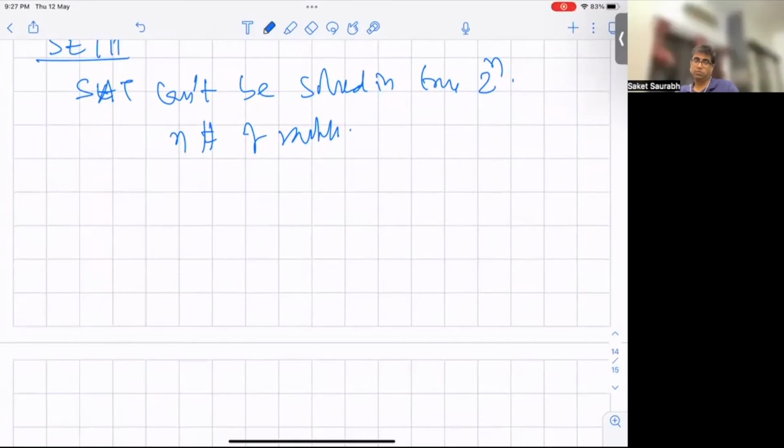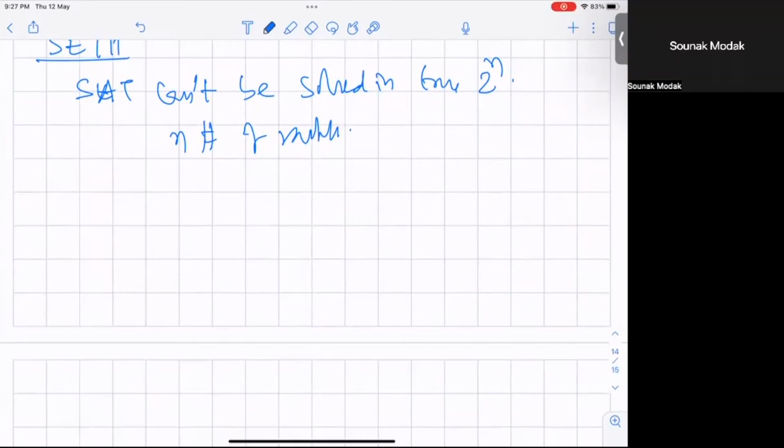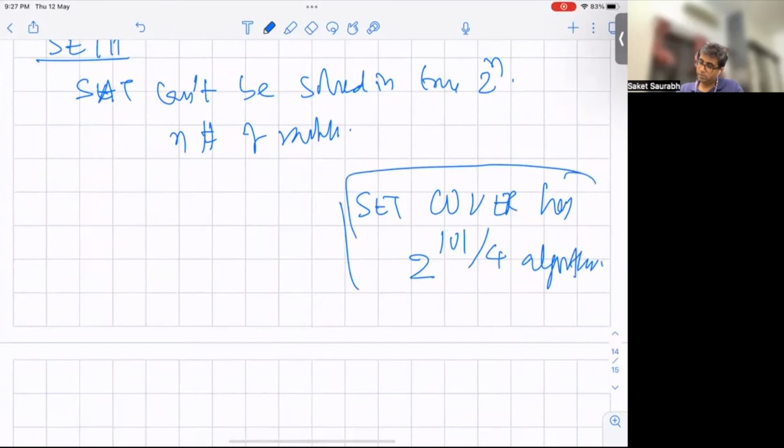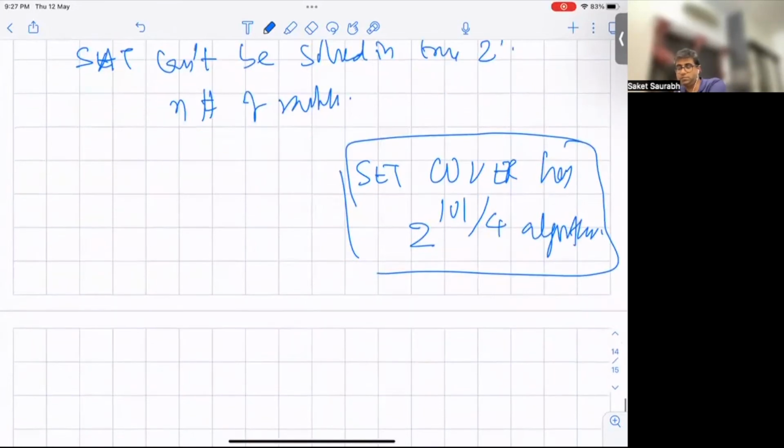Okay, so what can you rule out? Let's ask ourselves, can set cover have, say, a 2 to the power mod U by 4 algorithm? Let's rule this out if possible. Can we rule out this algorithm? So set cover has no algorithm with this running time. Okay, can we rule this out?